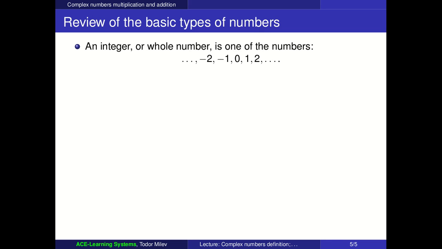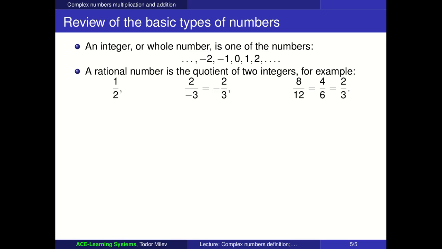Alright, now I want to finish this short exposition of complex numbers by quickly overviewing the basic types of numbers that I expect you to have seen so far. First, we have the integers or whole numbers. The integers are simply the numbers 0, 1, 2, 3, 4, all the way to infinity, and also integers include the negative numbers, negative 1, negative 2, negative 3, and so on. I'm sure you have seen integers before, and you know how to compute with them.